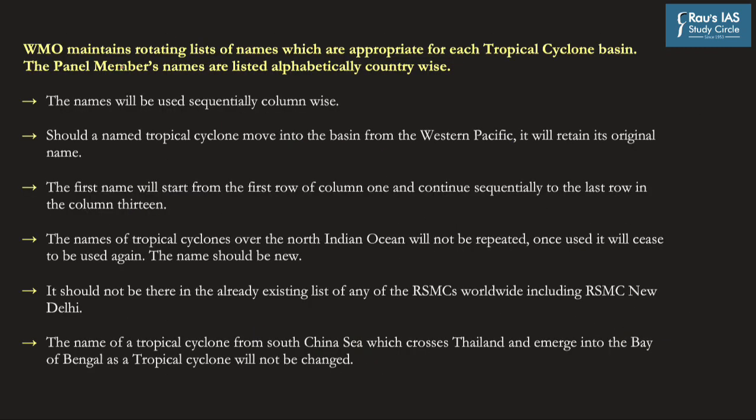So it highlights that the World Meteorological Organization maintains a rotating list of names which are appropriate for each tropical cyclone basin, and these names, as already discussed, are provided by these 6 regional specialized meteorological centers, and one of them is situated in New Delhi. The panel members' names are listed alphabetically and also country-wise. So the naming of cyclones follows a certain sequential order. It says that the names will be used sequentially and column-wise.